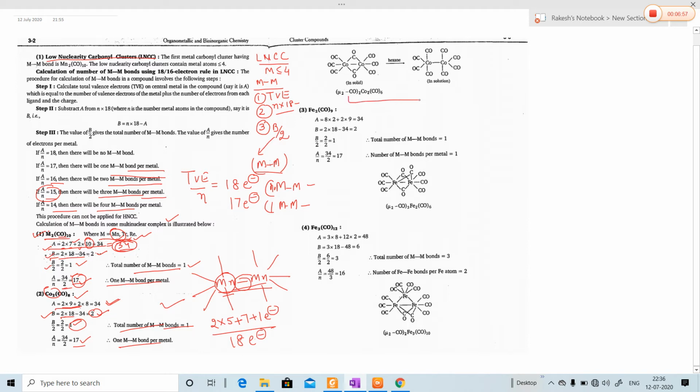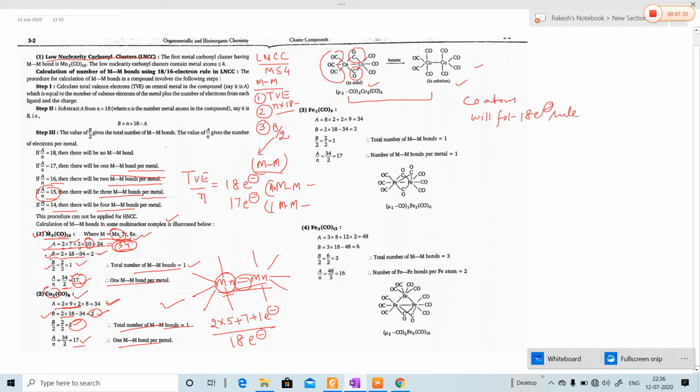These are the two structures. The first one is in the solid state. So in the solid state, there are 2 carbonyl molecules in the bridging position, whereas 6 carbonyls are at the terminal position. But in the solution state, there is no bridging carbonyl ligand, and in both the structures, each cobalt atom will follow the 18 electron rule.